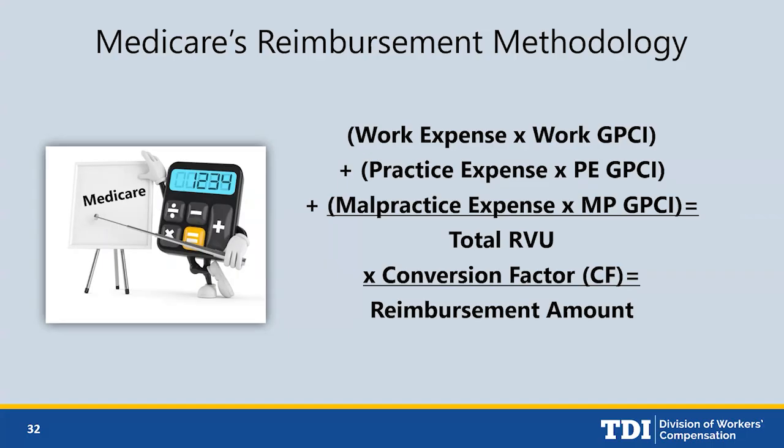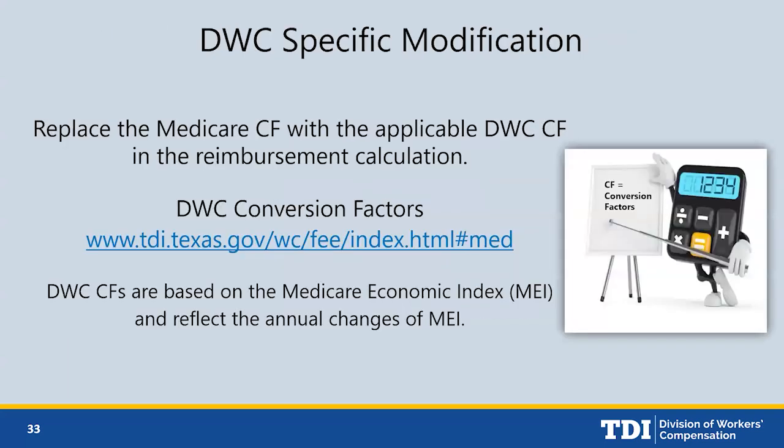We're a large state. That equals your total RVU, relative value unit, and then Medicare comes up with a conversion factor every year, and that equals your Medicare amount. So that's Medicare's reimbursement for you if you're billing Medicare, but you're not for workers' comp. This is workers' comp. I just wanted to show you this calculation that Medicare uses because we adopt it, except we replace the Medicare conversion factor with our conversion factors.